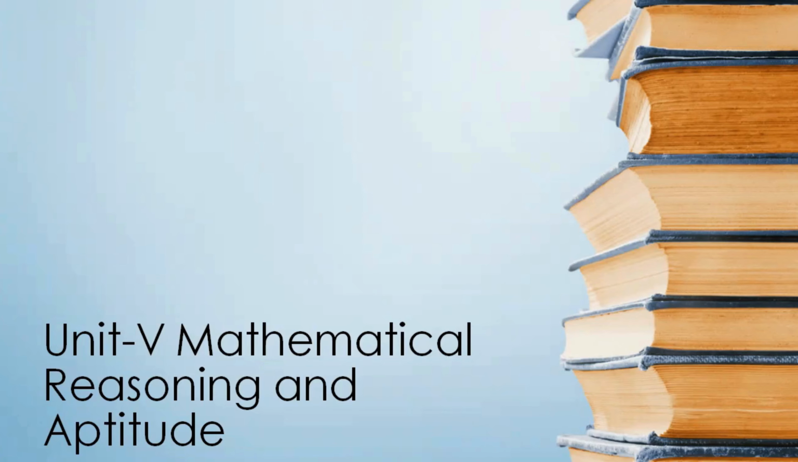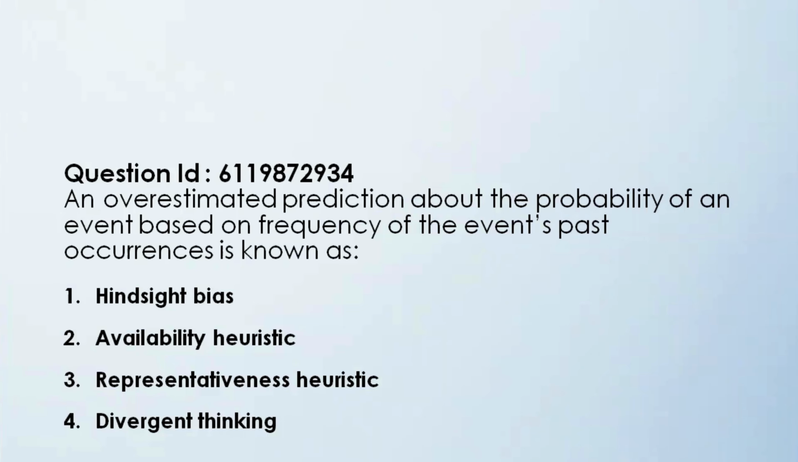Now we will focus on questions based on Unit 5, Mathematical Reasoning and Aptitude, which will be the last unit for this video. The next 5 units, that is Unit 6 to 10, will be dealt with in the next video. So the first question on mathematical reasoning is: an overestimated prediction about the probability of an event based on frequency of the event's past occurrences is known as hindsight bias, availability heuristic, representativeness heuristic, or divergent thinking.